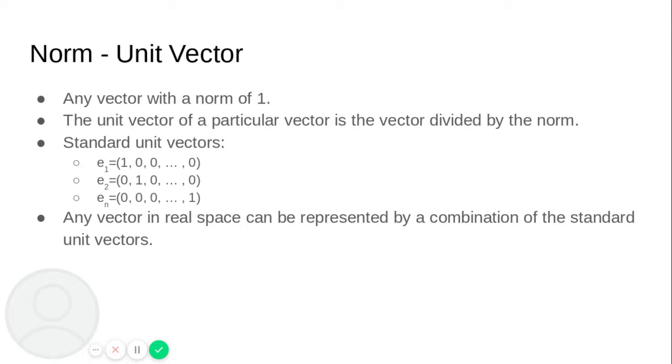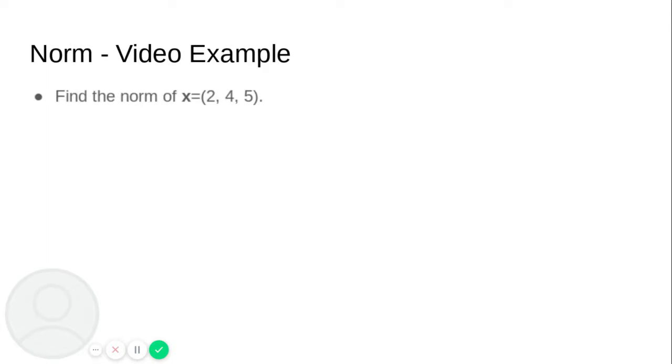So a unit vector is any vector with a norm of 1. So the unit vector of a particular vector is the vector divided by the norm. Standard unit vectors are e1, e2, all the way to en, depending on the space that you're working in. And it's simply as shown. E1 would be 1, 0, 0, 0 until however many dimensions there are in the space. Same thing with E2, except the 1, of course, would be in the second position, and for En, the 1 would be in the last position. Any vectors in real space can be represented by a combination of the standard unit vectors.